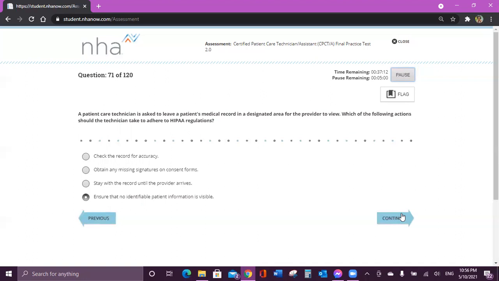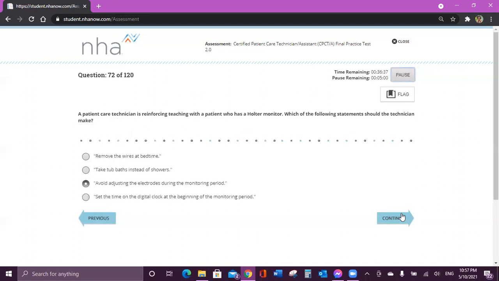A patient care technician is asked to leave a patient medical record in a designated area for the provider to view. Which of the following actions should the technician take to follow HIPAA regulation? Check the record for the current date, obtain any missing signature, ensure no identification of patient information is visible.